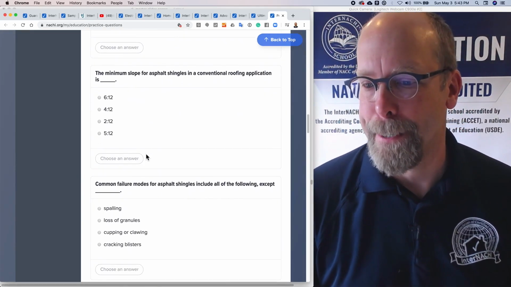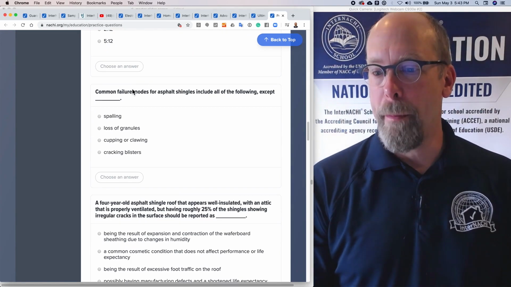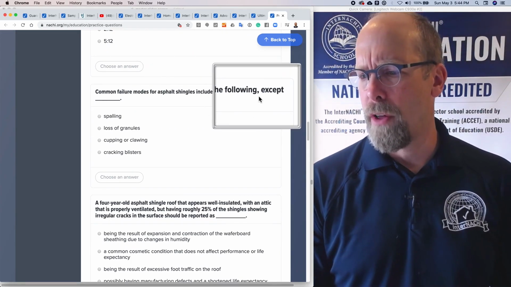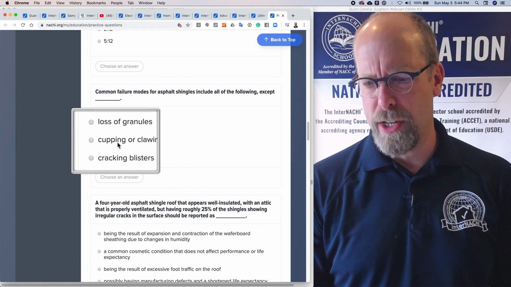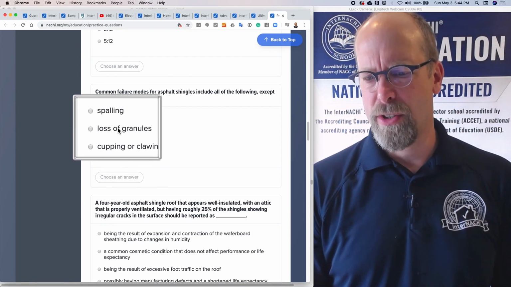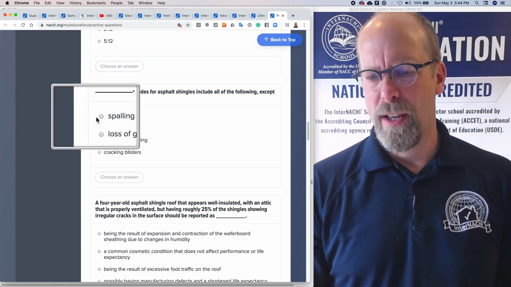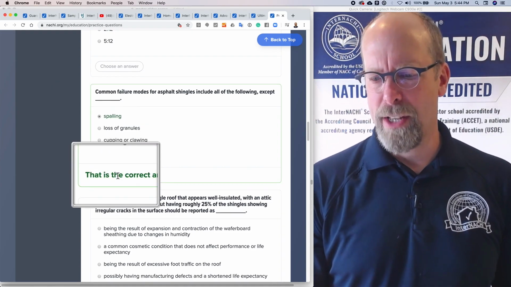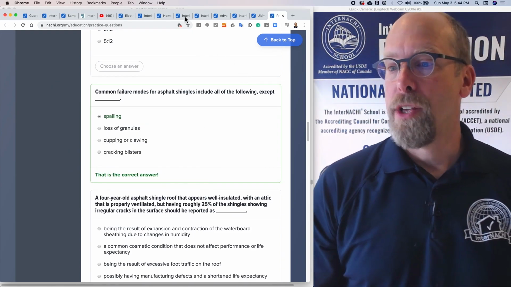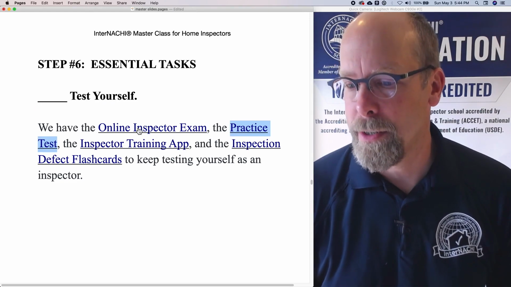Let's see. Common failure modes of asphalt shingles include all the following except: spalling, loss of granules, cupping, crawling, cracking, blisters. Loss of granules, spalling? Maybe spalling, I don't know. Check my answer. That's a correct answer. Okay, so that's one way to practice.